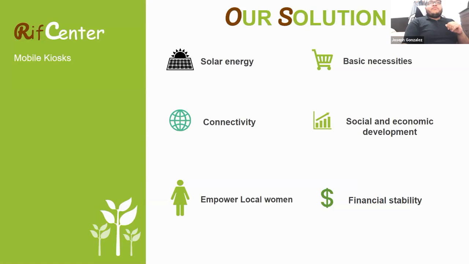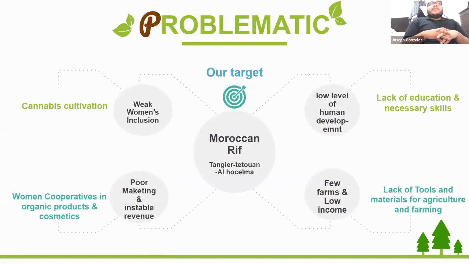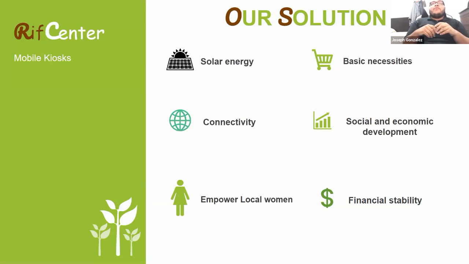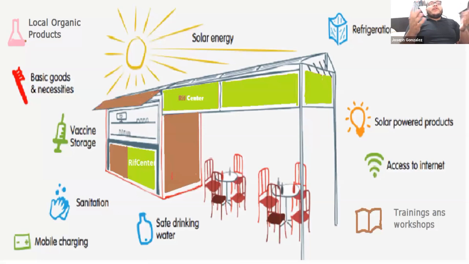Pretty much the problem that we noticed is that there is weak women inclusion. There's also a low level of human development, which relates to lack of education and necessary skills. There are few farms, low income, lack of tools and materials in agriculture and farming, and there's also poor marketing as well. So how are we going to tackle this problem? One way is creating a center, which we're calling a reset center, which tackles the issues of refrigeration, solar panels, access to internet, safe drinking water, sanitation, and mobile charging.